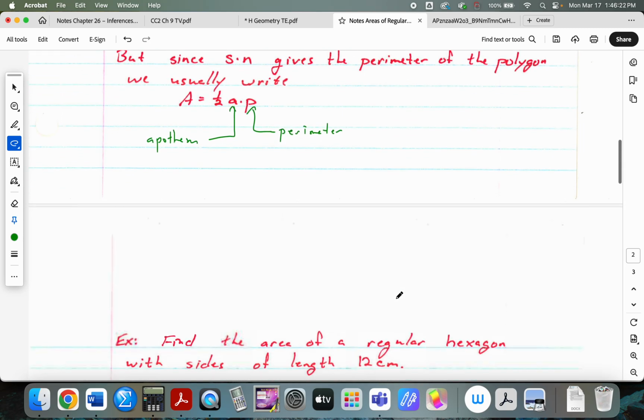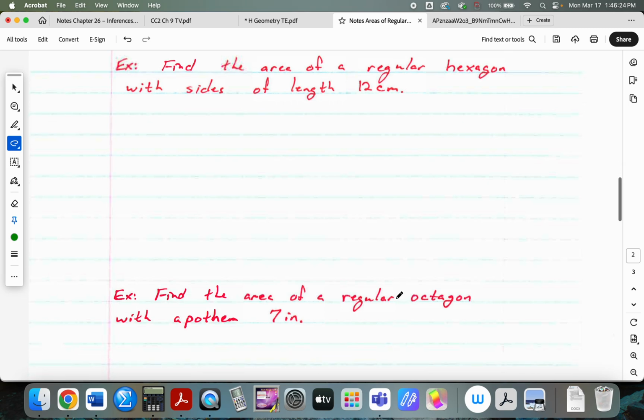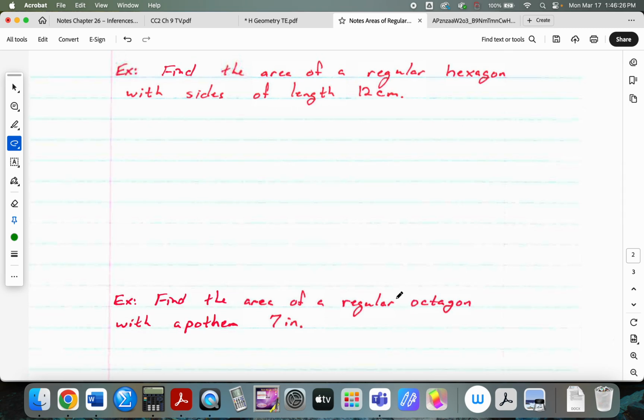All right, so let's do some examples. First one says, find the area of a regular hexagon with sides of length 12 centimeters.